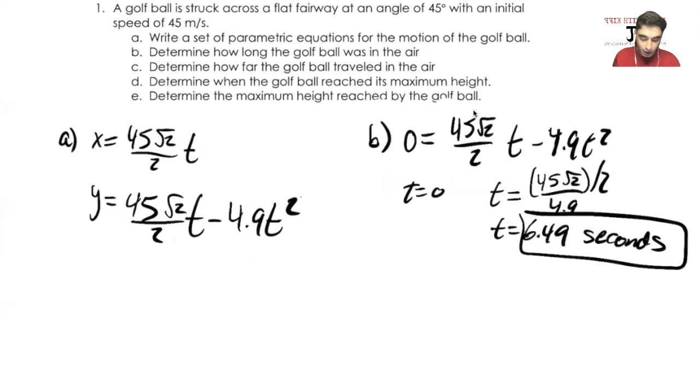All right, C, determine how far the golf ball traveled in the air. If we just got the time when it hit the ground, then we understand how far the ball traveled by plugging in that value of t, right? If it was in the air for 6.49 seconds, then the x value at 6.49 seconds is how far it traveled, simply put.